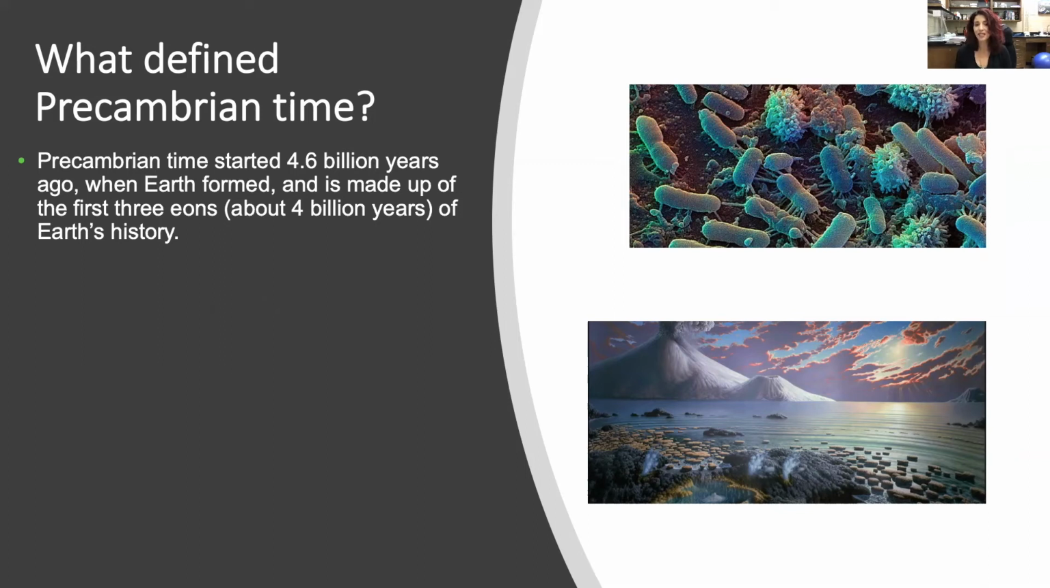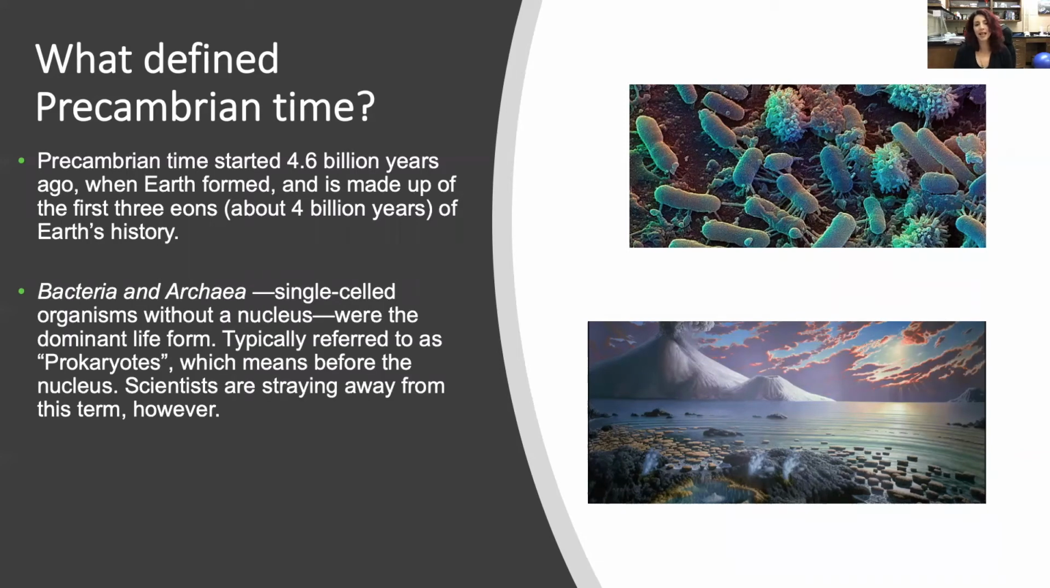And most of life was actually pretty simple during the Precambrian time. Bacteria and archaea represented the largest portion of Earth. It was the representative type of life on Earth. These are single-celled organisms without a nucleus. They were the dominant form. Now, you probably are more familiar with the term prokaryote, which means before the nucleus. But scientists more and more are straying away from using the term prokaryote because it's not as clear-cut and defined as most scientists would like.